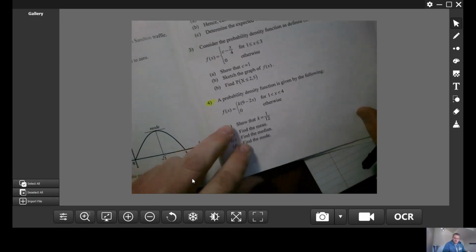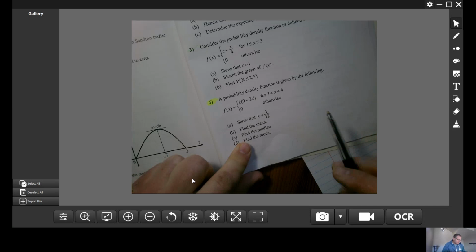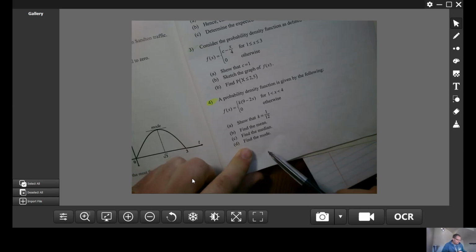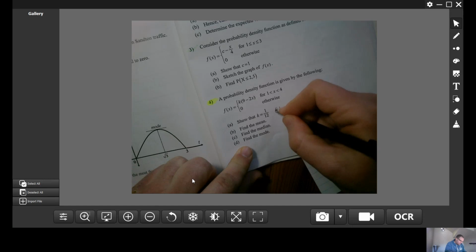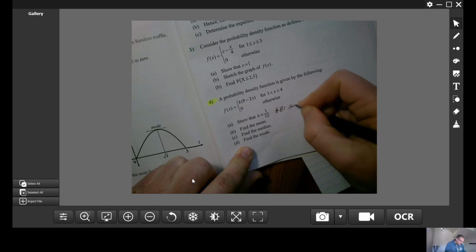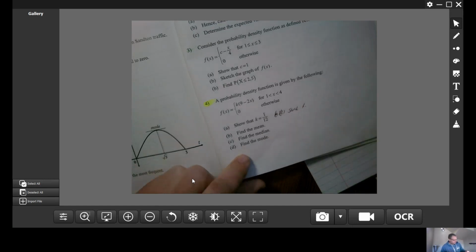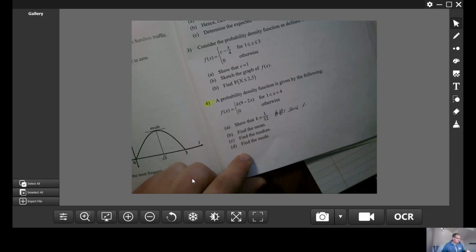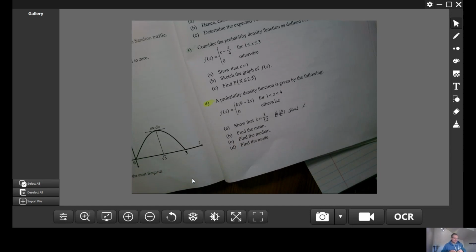And we're going to start with question 4, which says the probability function is given by the following. It says show k is equal to 1 over 12. I just want to make an A2 there, and I want you to sketch f. Okay, just do one sketch, then find the mean, median, and mode. So let's get cracking with that.